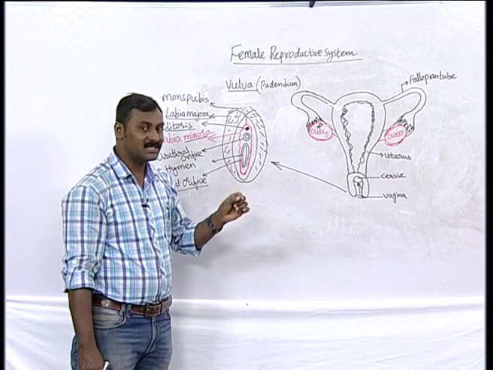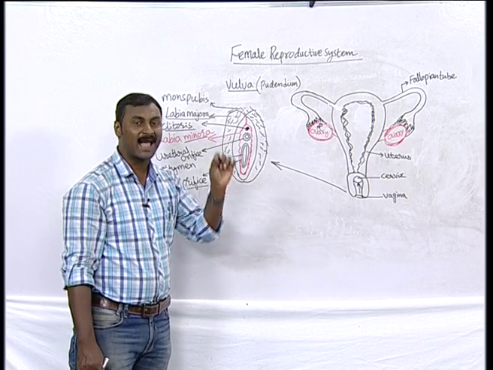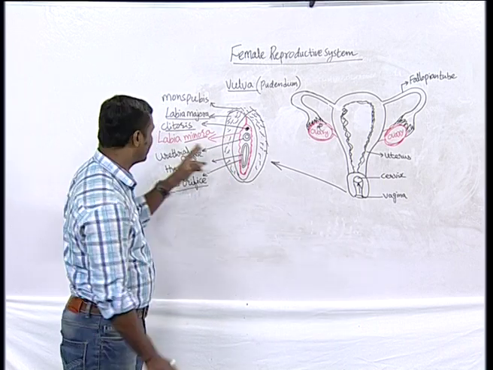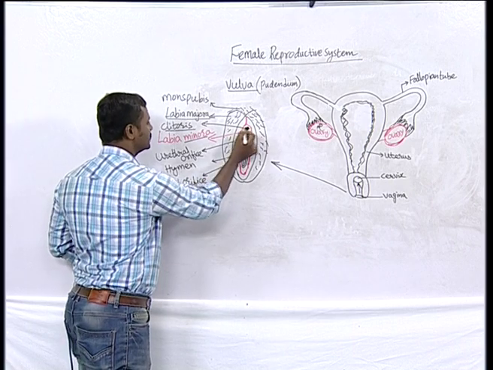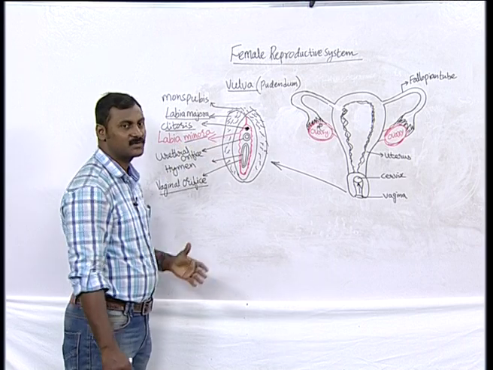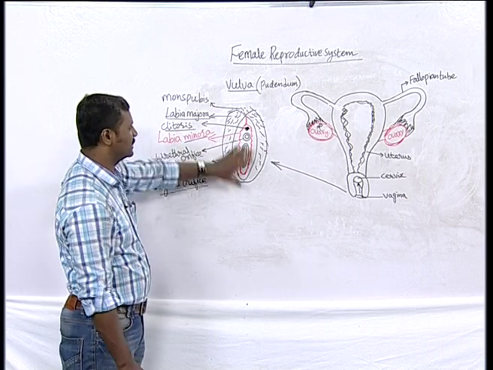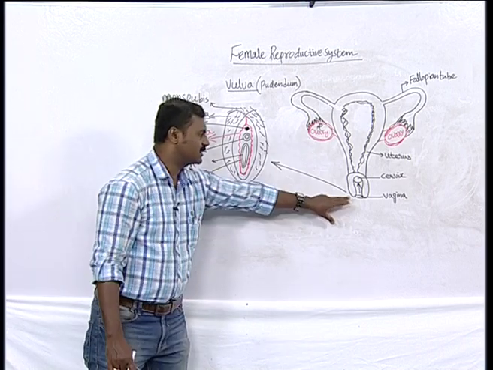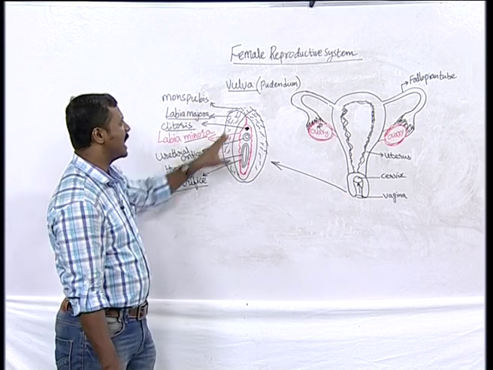Because in the male penis we studied about corpora cavernosa. The same corpora cavernosa tissue we can see in this clitoris region. So that is why it is equal to the penis, and it is very much useful for sexual excitement in the females. So like that, this is the structure we can see in the female as the vulva.